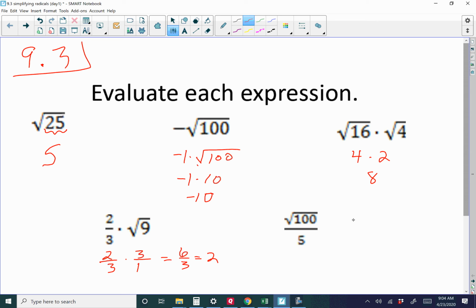Square root of 100 over 5. Square root of 100 is 10. So what do I have here? 10 over 5. And that answer is 2. Okay? All right, so that's a warm-up.